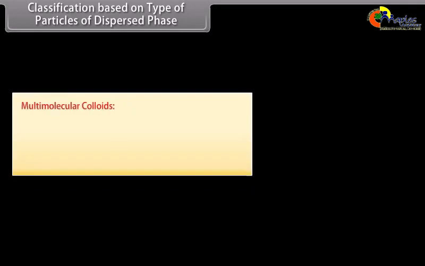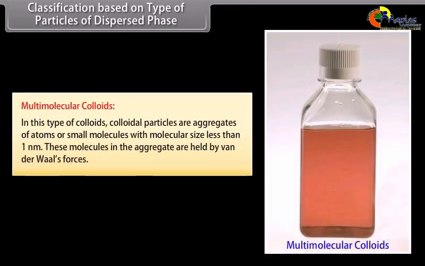Classification based on nature of particles. On the basis of nature of the particles of dispersed phase, colloids are divided into three categories. Multimolecular colloids: in this type, colloidal particles are aggregates of atoms or small molecules with molecular size less than 1 nanometer. These molecules in the aggregate are held by van der Waals forces. For example, a gold sol consists of particles of various sizes, which are clusters of several gold atoms.